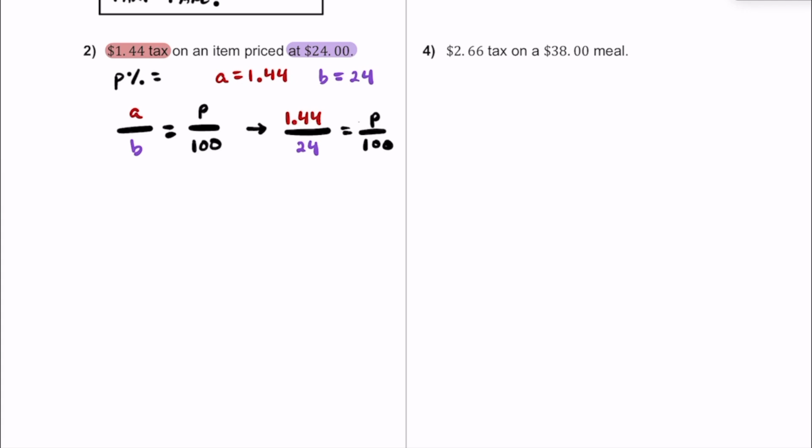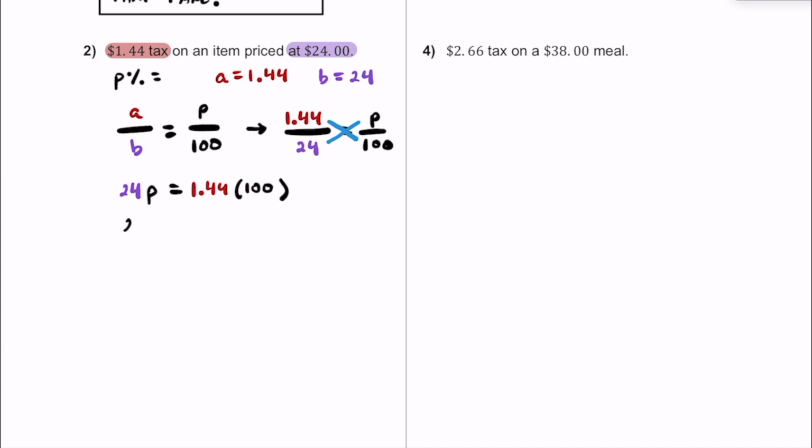So if that's the case here, and we don't think that simplifying is going to be very helpful or it takes too long, we can go ahead and just use cross products here. So writing these cross products here, it's going to be 24 multiplied by P. That cross product must be equal to this 1 and 44 hundredths multiplied by 100. All right, so here are the cross products.